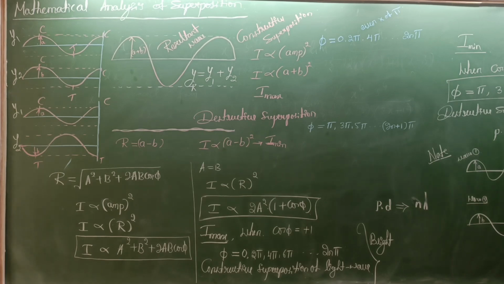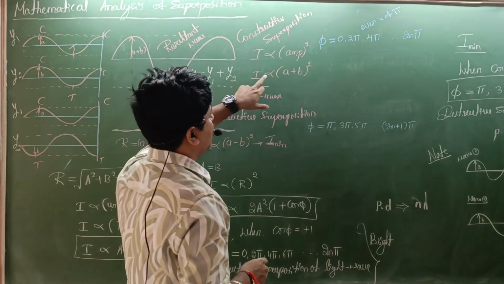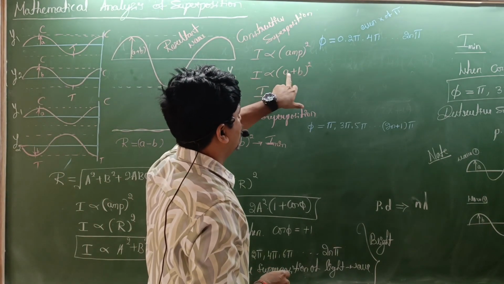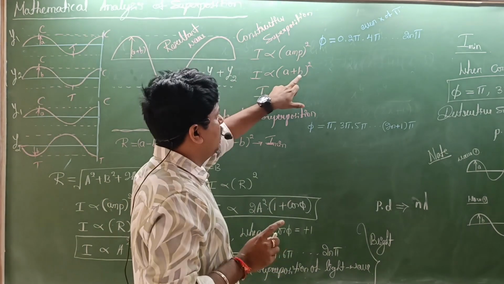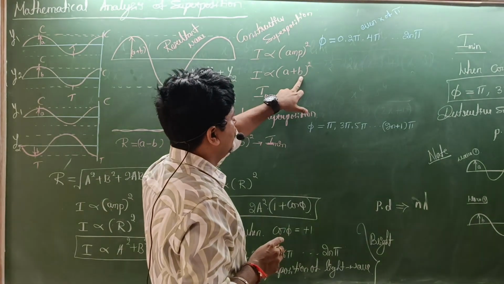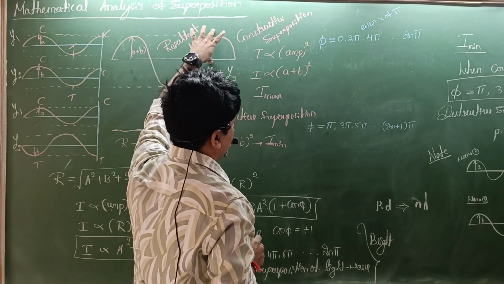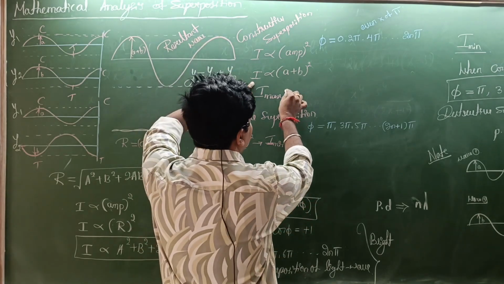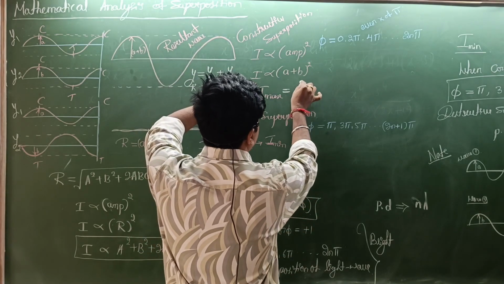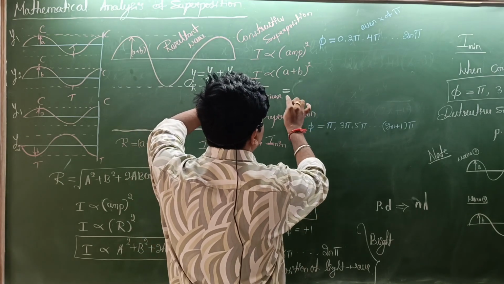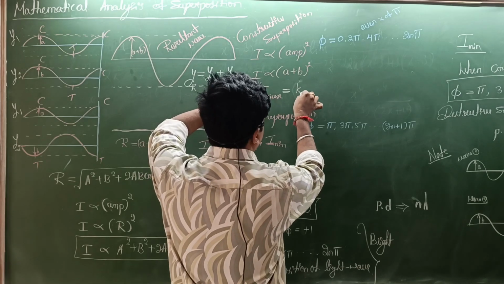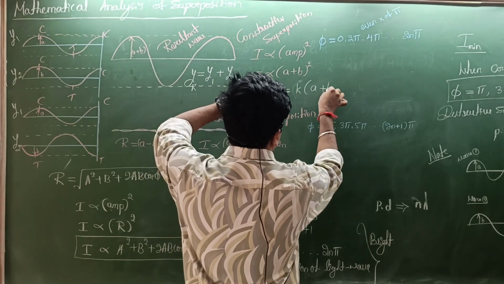So in constructive superposition, the intensity of the resultant wave is directly proportional to (a plus b) whole squared. Here a is the amplitude of the first wave and b is the amplitude of the second wave. The sum of these amplitudes gives the resultant amplitude, so this is maximum. This maximum intensity, taking the proportionality constant k, is equal to k(a plus b) whole squared.